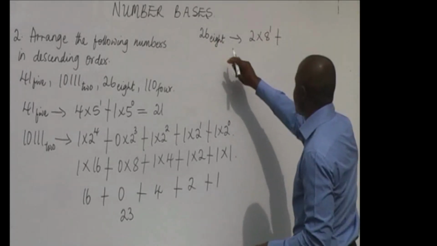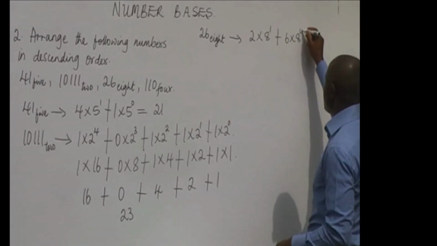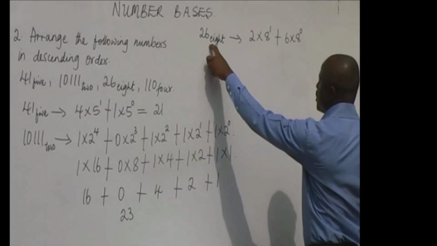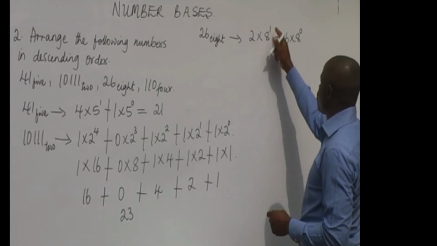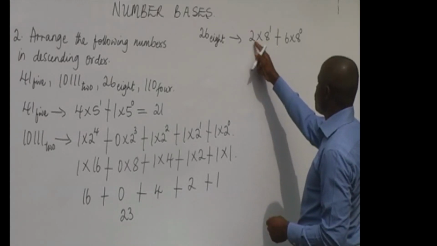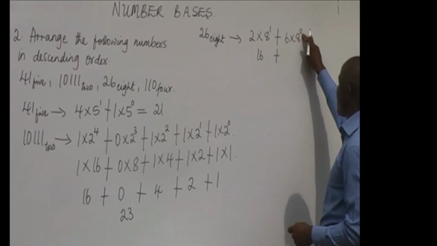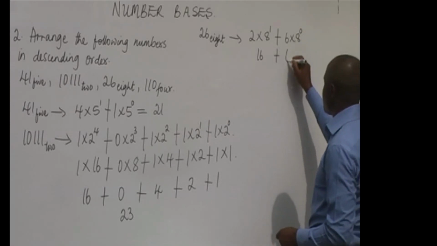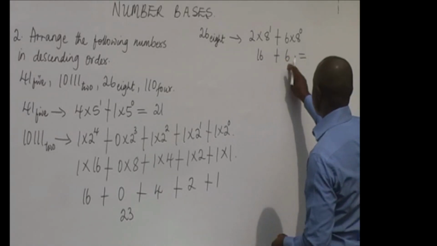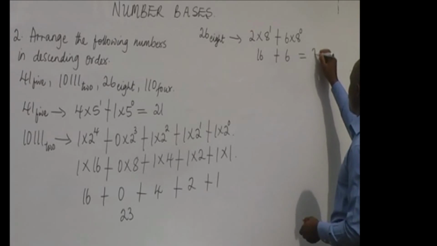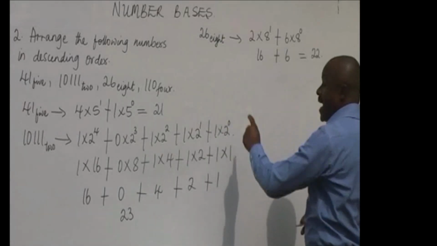Add it to the next digit 6, multiply it by the base of 8, and raise it to the value of the remaining digits. But there are no digits remaining. That means you raise it to power 0. 8 exponent 1 means 8. So 8 times 2 will give you 16. Plus anything exponent 0 is 1. That means 8 exponent 0 is 1 times 6 will give you 6. Now 16 plus 6 will give us 22. So we have 22 base 10 being the value of 26 base 8.